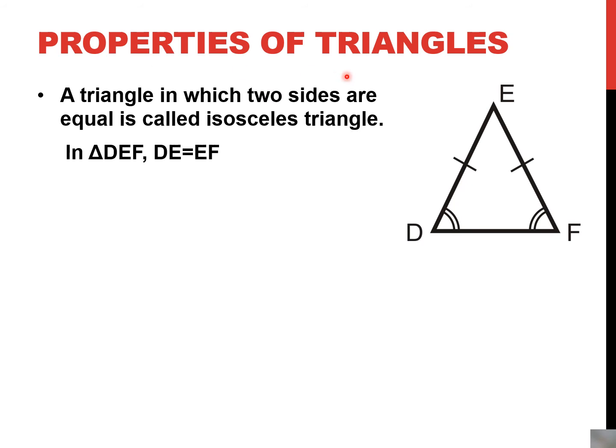Now we are coming to properties of triangles. A triangle in which two sides are equal is called an isosceles triangle. If you look at this triangle, here you can see DE is equal to EF. So these two sides are equal, and such a triangle is called an isosceles triangle.